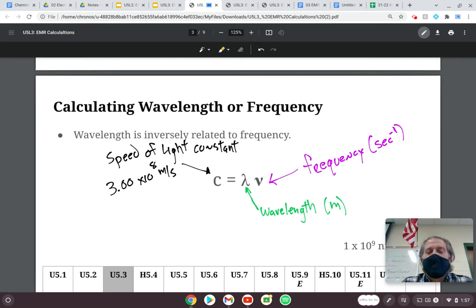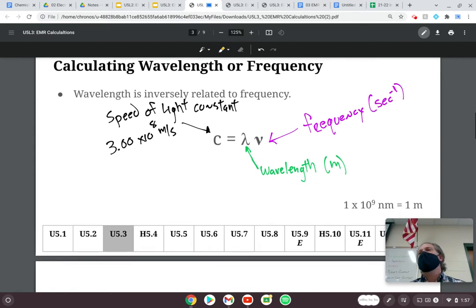Now, anytime you see C, that's what number you have to report or use. You do not have to memorize the speed of light constant. It will be given to you. You do not have to memorize the formula. It'll be given to you. You just have to know how to use it. So let's take a second and practice it.